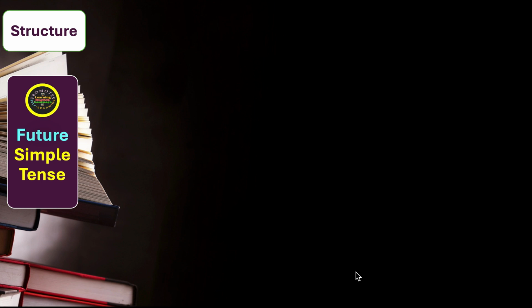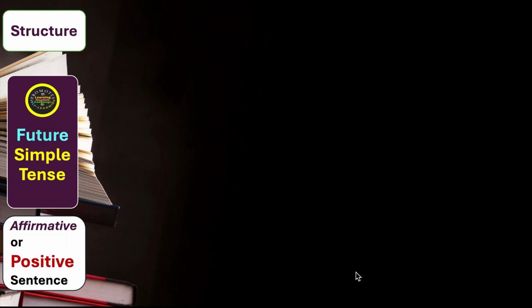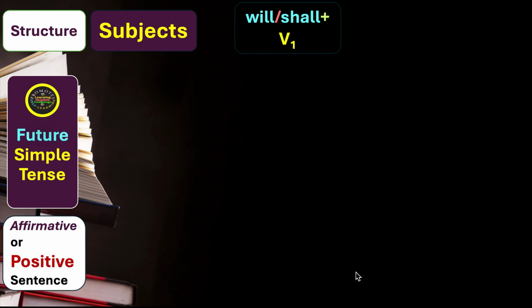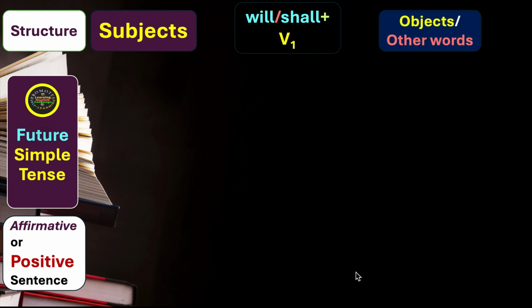The structure of future simple tense in the affirmative or positive form of a sentence: we have the subject, then we have will or shall, and then we use the first form of the verb. Will is more common in modern times. Shall was more common in the past. We can use any one of them. It doesn't matter. The meaning remains the same. And then we will have objects or other words.